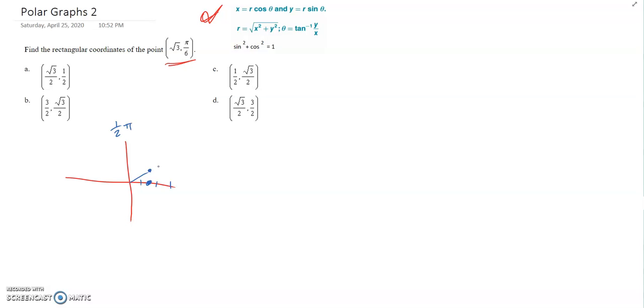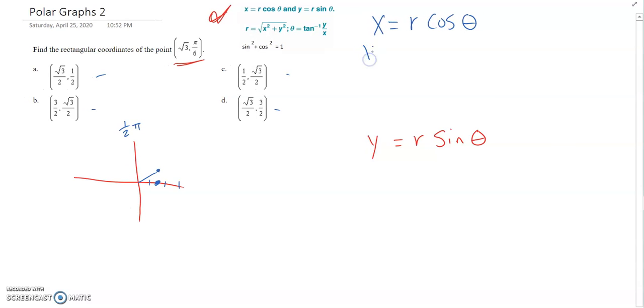Nothing's negative over there, but that doesn't help us a whole lot because all of these points are in the first quadrant. So let's just go ahead and plug in x equals r cosine theta and see what we get. And for the y value, we'll do the same thing. Y equals r sine of theta. We'll just plug these in and see what we get for both of them. So for x, the r is square root of 3.